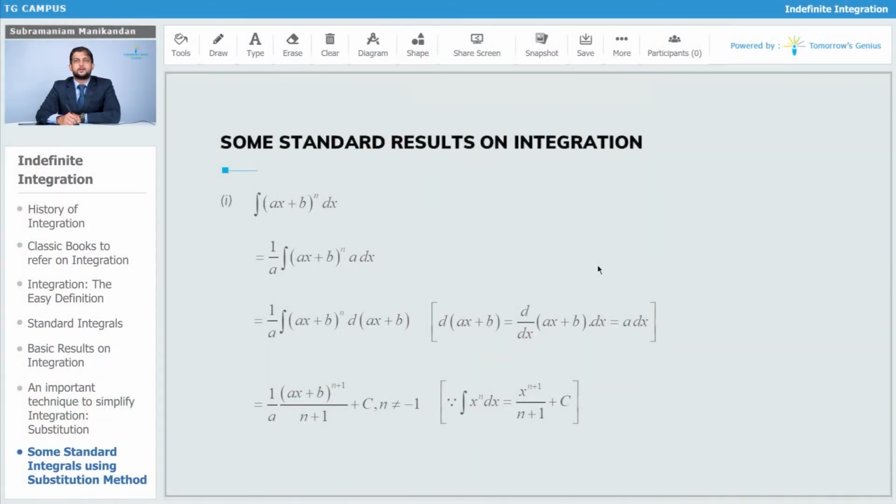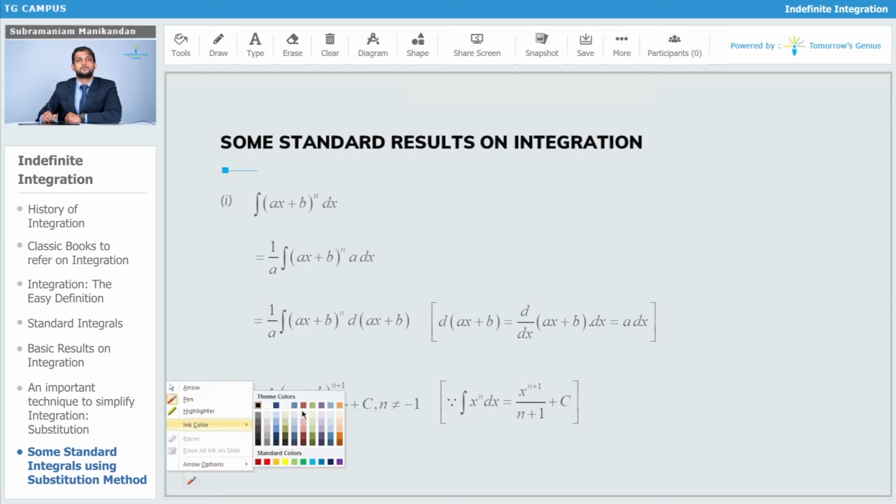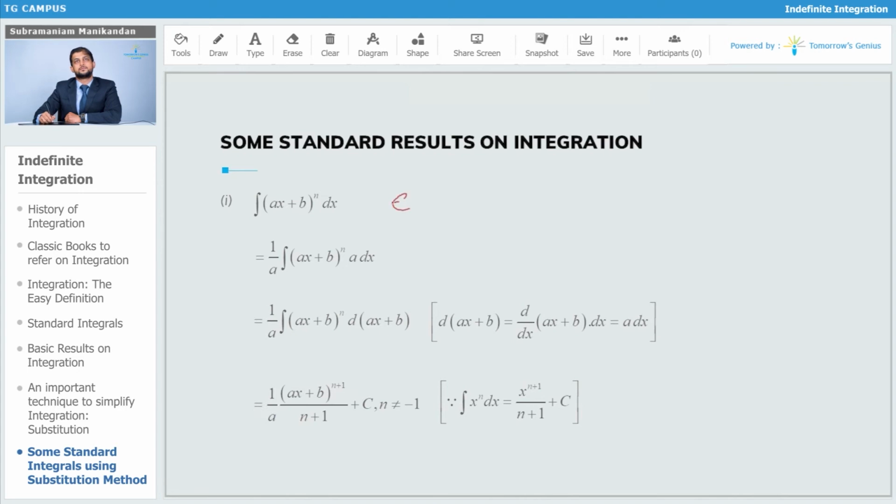Let's start with the power rule: how to integrate an expression of the type (ax + b) to the power of n, where a and b are constants. For example, how do I integrate a function of the type (2x - 3) to the power of 4 with respect to x?